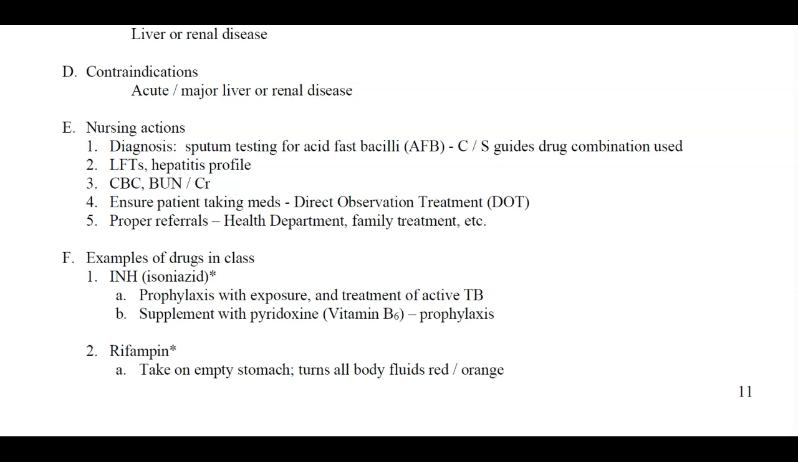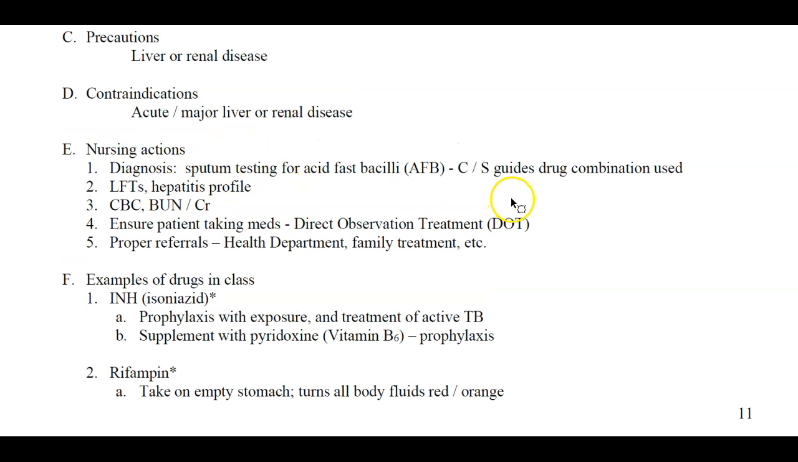So we have to have direct observation of treatment to make sure that the patient is taking their medications. In addition, it is very important to properly refer them to the health department, as well as getting their family treated. Let's say you have a patient who has been exposed or currently has active tuberculosis. The public health department needs to be notified in order to address that issue. And usually they will have to treat the family members as well, especially the ones who are in close contact with the patient.